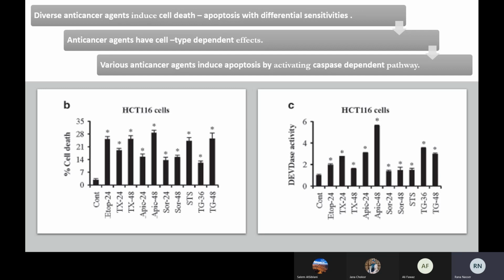Coming to the results now, diverse anti-cancer agents show cell type dependent effects, and by this I mean that they use two types of cancer cells, prostate cancer cells and colon cancer cells, both treated with anti-cancer agents. These agents in the prostate cancer cells induced non-apoptotic cell death, necrosis, while in the colon cancer cells they induced a caspase-dependent pathway to induce apoptosis. Not only this, but also for the same cancer cell type, these agents exert differential sensitivities. As for HCT 116 cells, apicidine induced the highest percentage of cell death, 28%, and thapsigargin scored the least percentage of cell death, which was 12%.